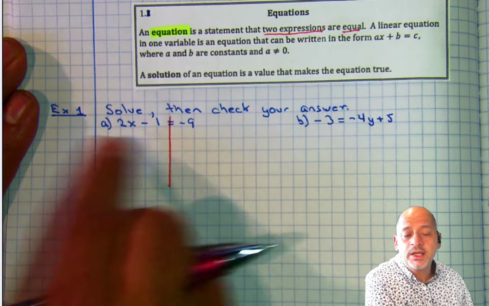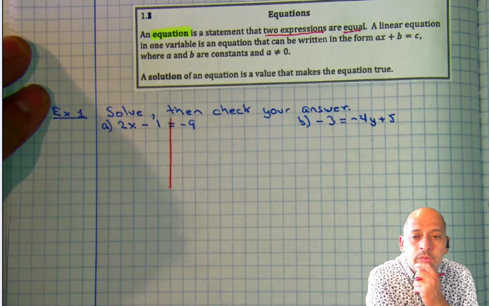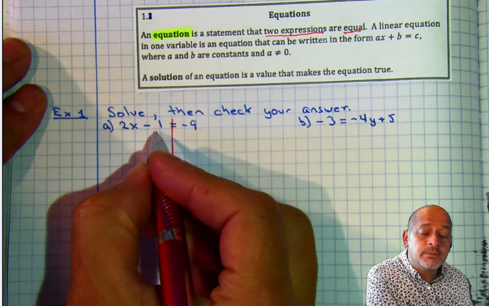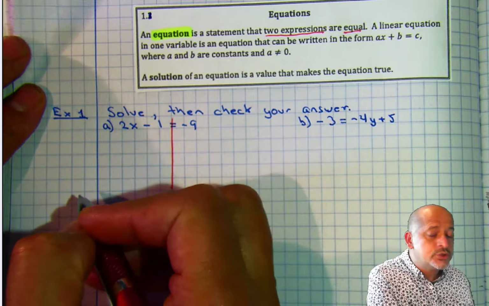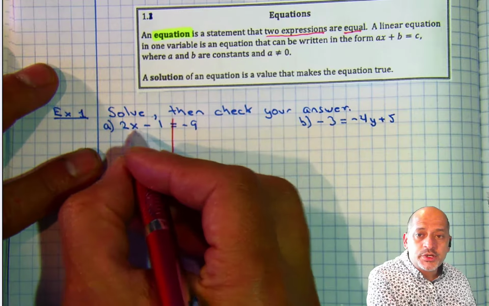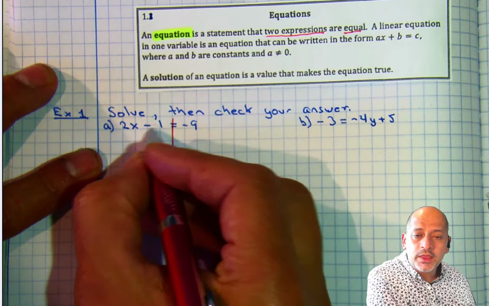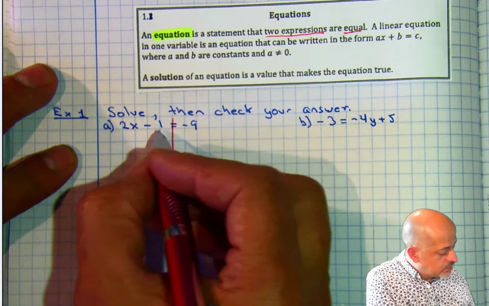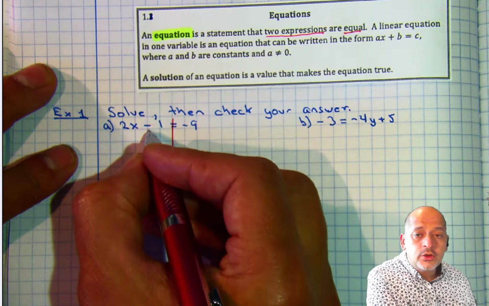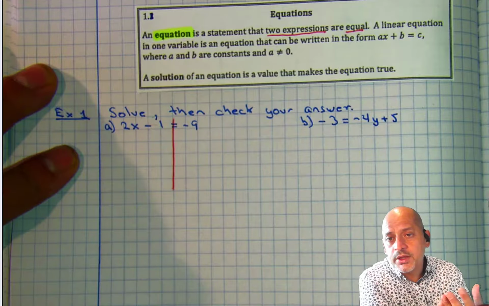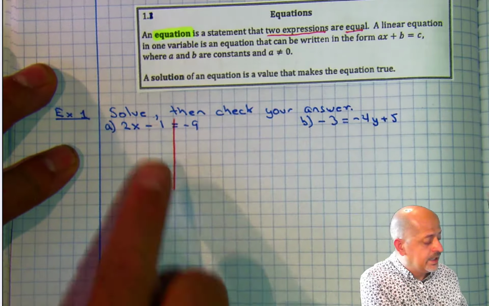And I need to decide which one should I get rid of first, the 2 or the negative 1. We should get rid of the negative 1 first. Just like order of operations, first the one that's further away, the negative 1, the subtraction, and then the multiplication. So in order to get rid of the negative 1, we are always going to do the opposite to be able to undo it.